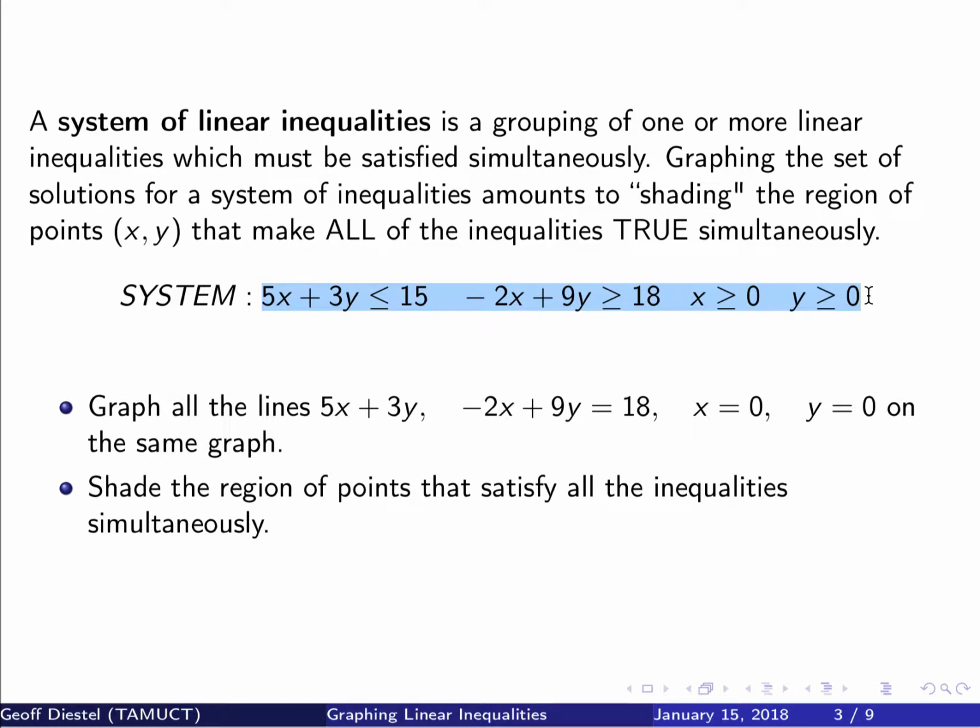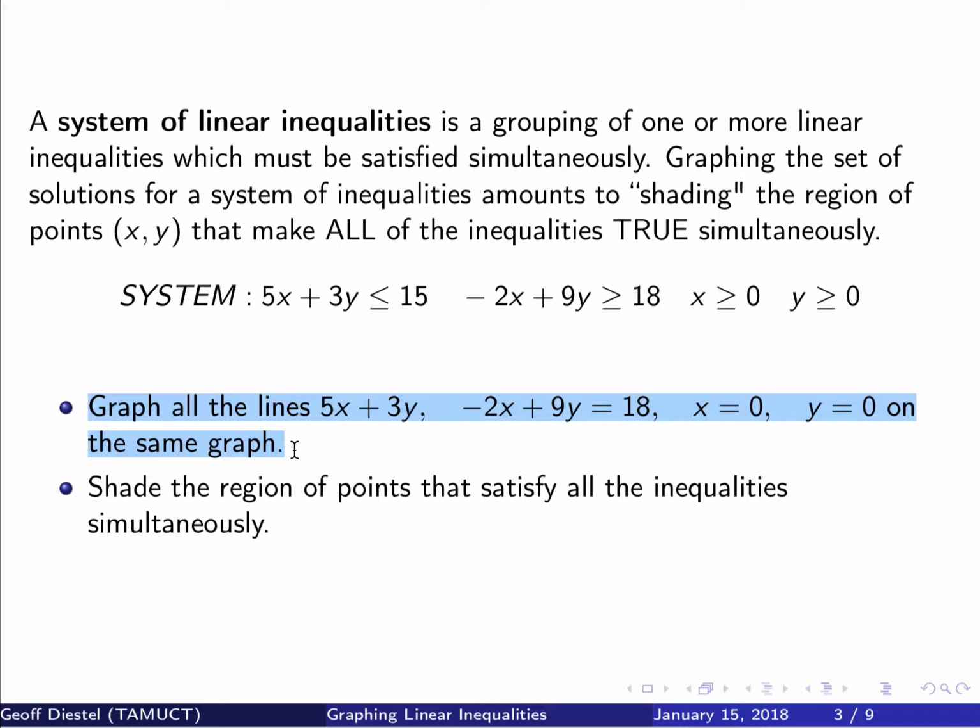So we're looking for all the points x, y in the plane that simultaneously satisfy all 4 of these inequalities. And the general idea is to first just graph all the lines and then realize which set of points we want. Do we want the points on the line and above it, on the line and below it, on the line and to the right or left of it? And we basically want to shade the points that satisfy all the inequalities.